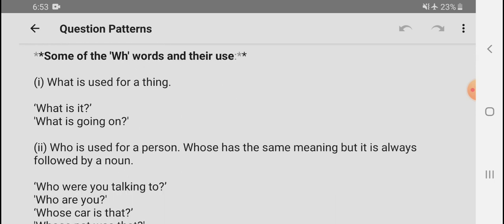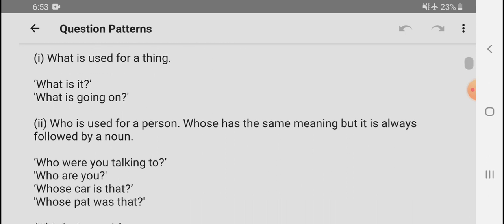What is used for a thing? If you want to inquire about a thing, किसी चीज़ के बारे में अगर पूछना हो, you can use what. For example, what is it? What is going on?